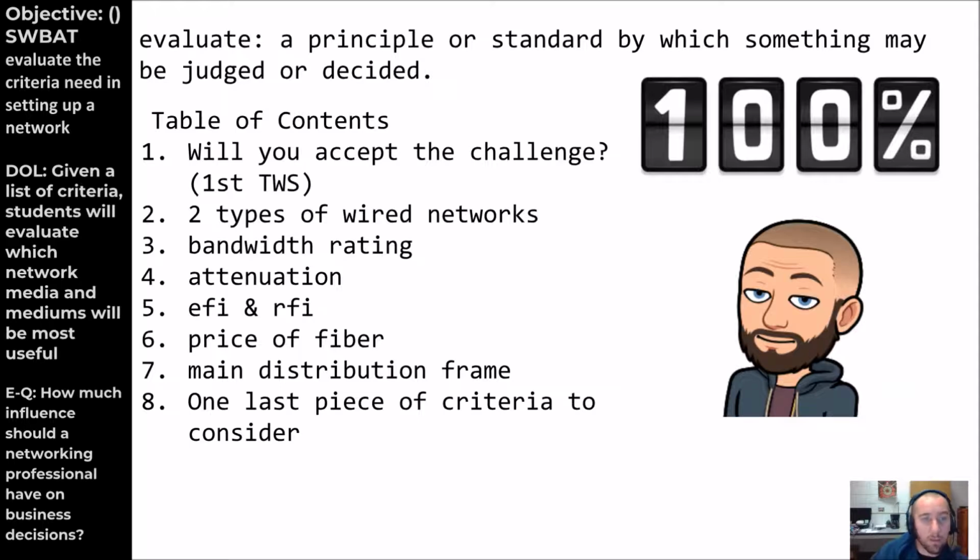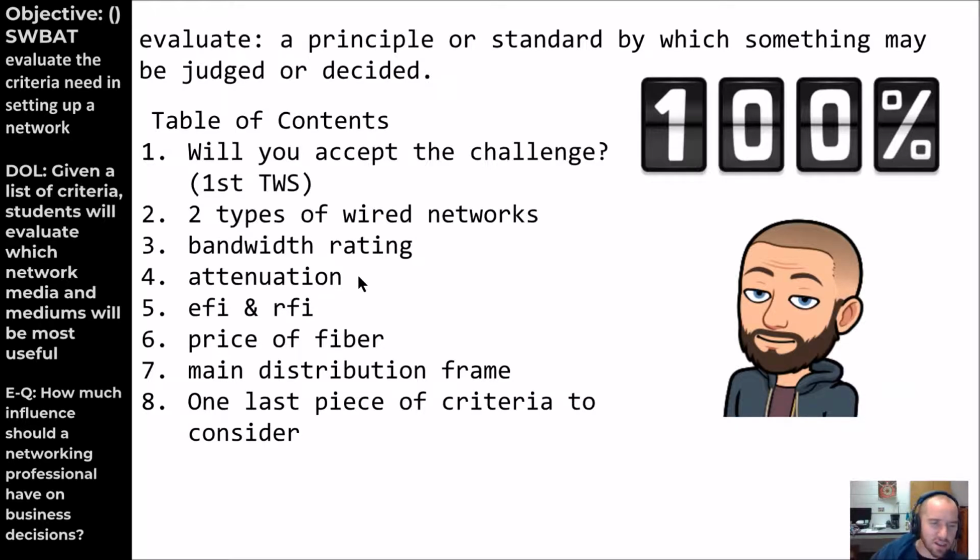Then we're going to talk about bandwidth rating. That'll be an important criteria when evaluating the types of wires and devices you have in a network. We're going to talk about something called attenuation. Lucky for you, this is the only topic I've really seen the word attenuation used in, so you're not going to get confused with other areas, I suppose. We're going to talk about EFI and RFI. I'll break down those acronyms when I get to it.